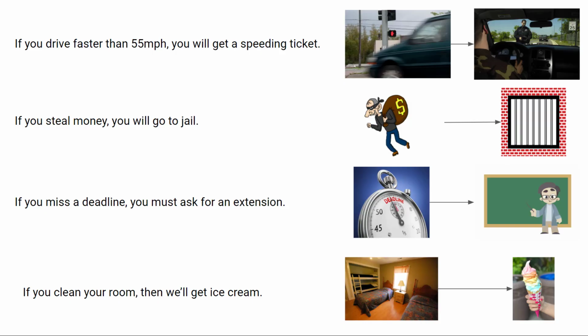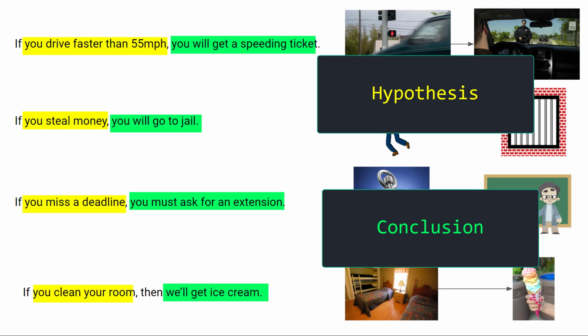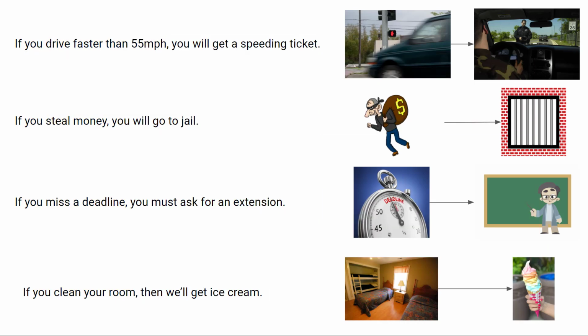First, in a conditional statement, the condition to be met, usually preceded by if, is called the hypothesis, and the statement that follows, often preceded by then, is called the conclusion. Here you can see the hypotheses and conclusions for each of the examples we mentioned earlier. A conditional statement is a proposition, meaning that it's a complete thought that has a definite and knowable truth value. So how do we know when a conditional statement is true?